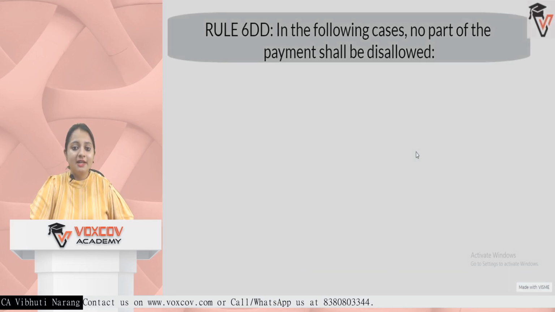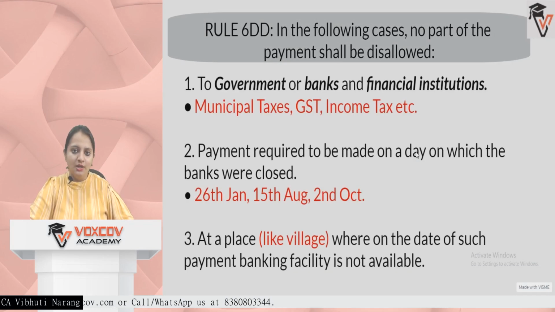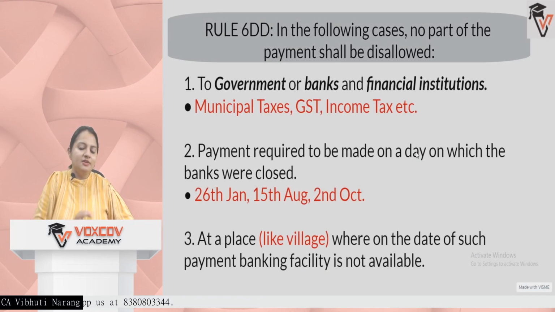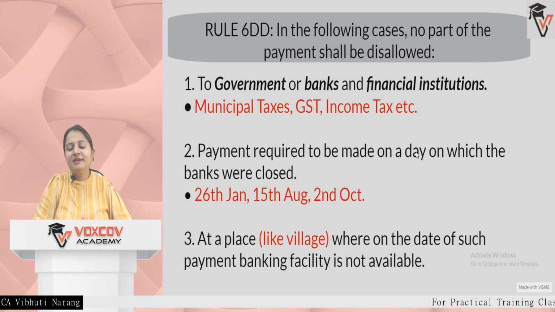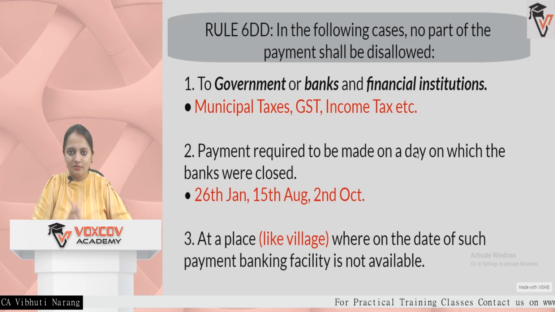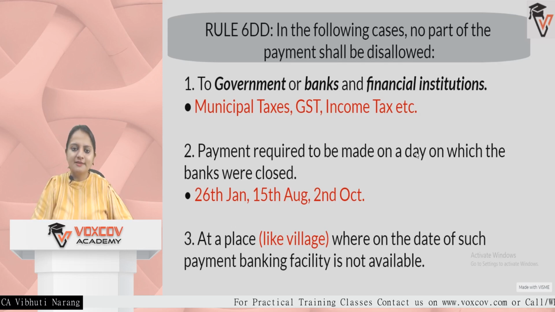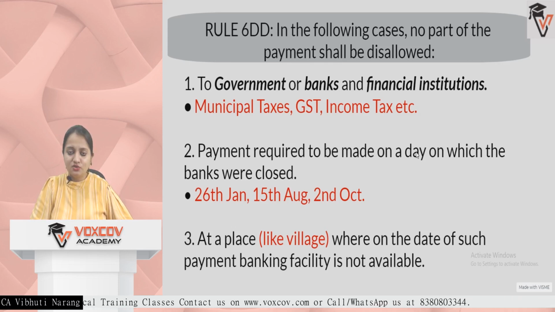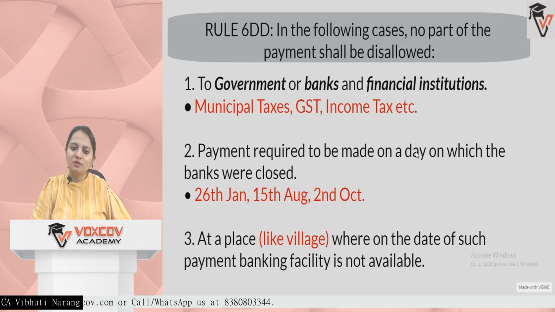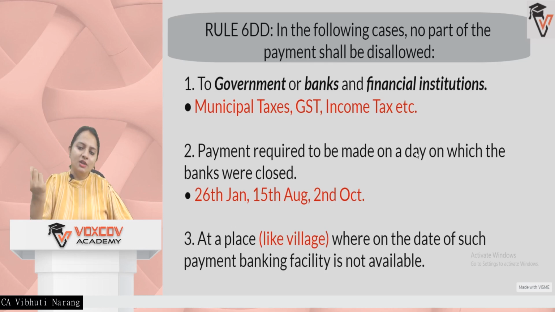Now there are certain exceptions to this rule. Rule 6DD, which covers the section, says that no part of the payment shall be disallowed even if it is exceeding rupees 10,000 in the following cases. The cases are, even if you're making payment to any government, bank or financial institution, for example for any taxes, it can be either GST, income tax or municipal taxes, whatever the case is. Because you're paying directly to the government, you can pay it in cash, so there is no upper cap limit on this transaction.